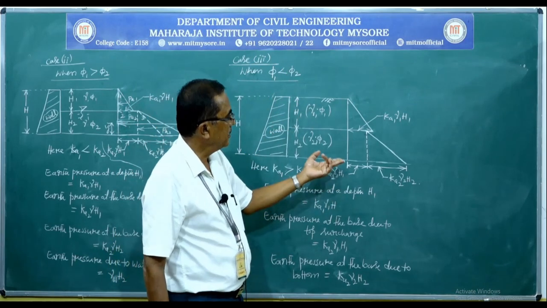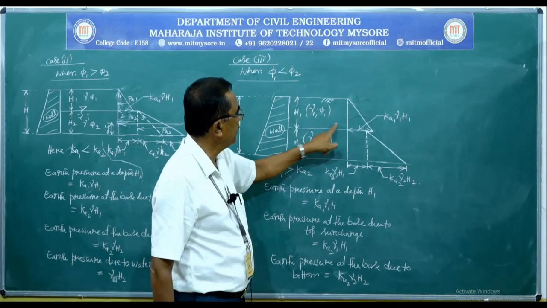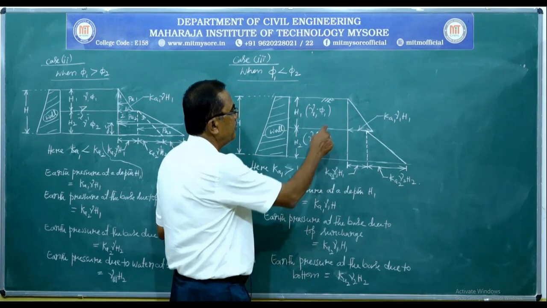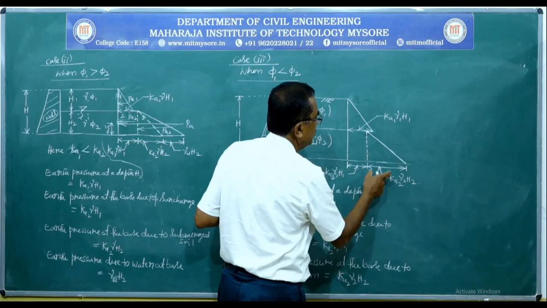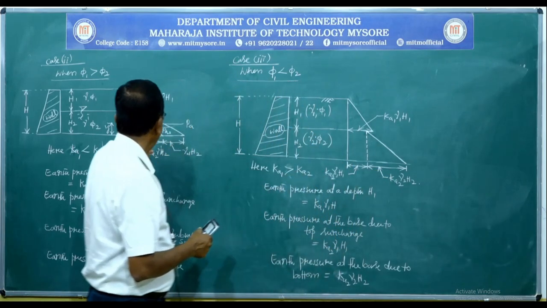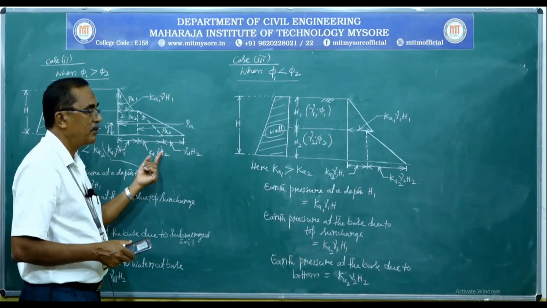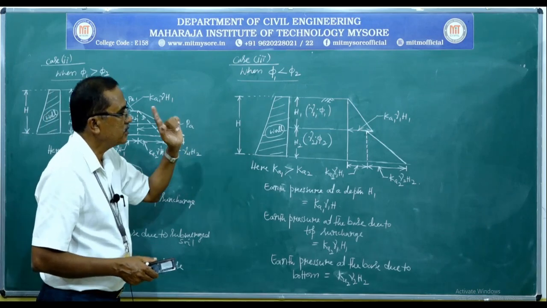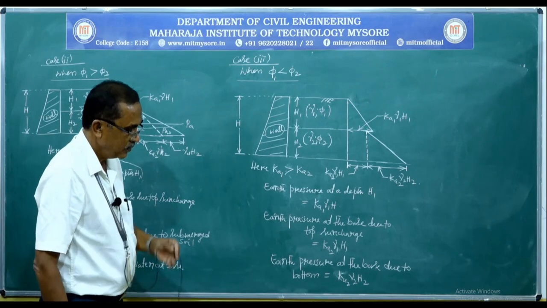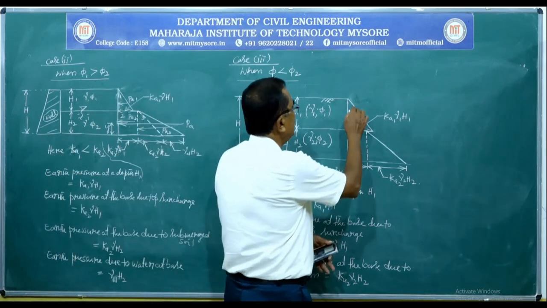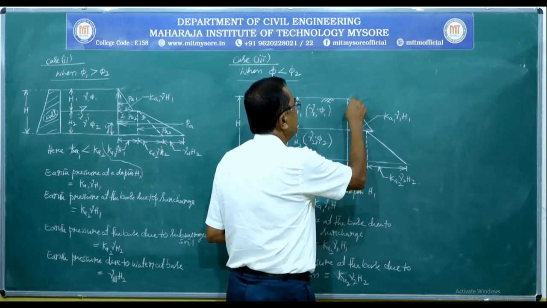Suppose the water is there up to here. If water is there up to here, so additional line will come here. So the pressure due to submerged soil will be like this. It becomes Ka2 into gamma dash into H2. Lastly, it is pressure due to water is equal to gamma W together. So as usual, we can convert this into known regular geometrical shapes.